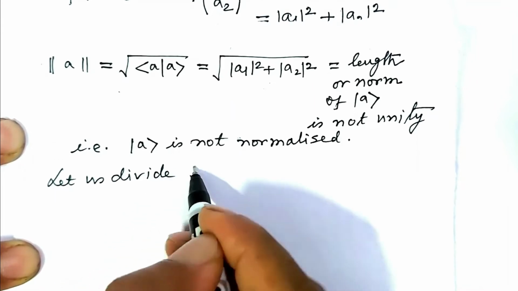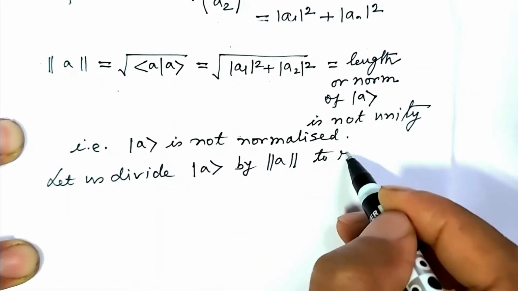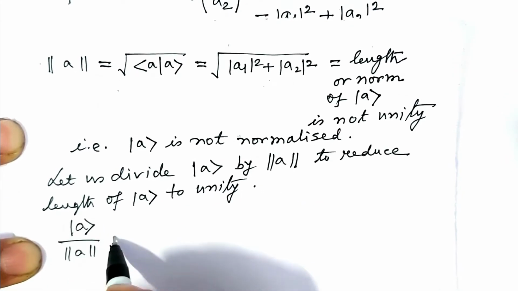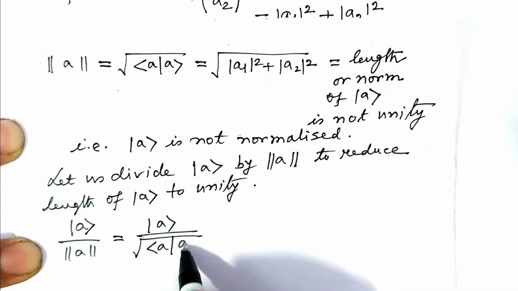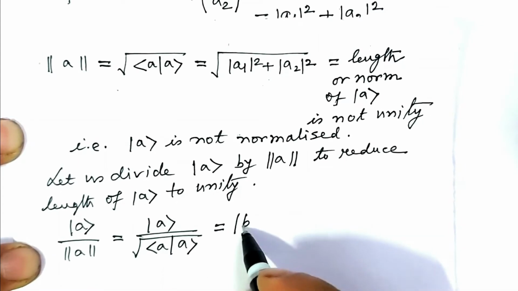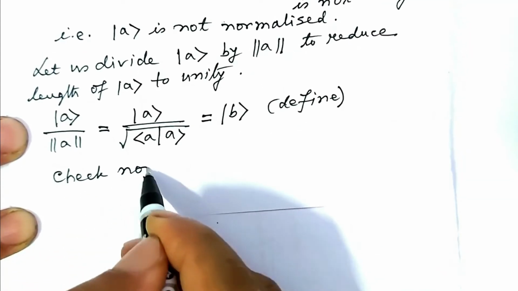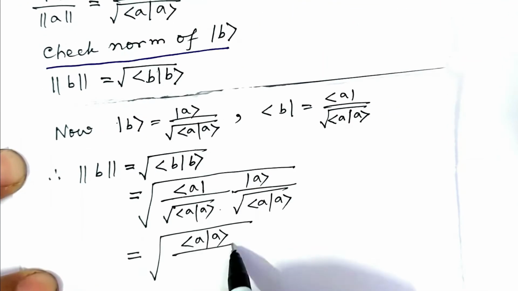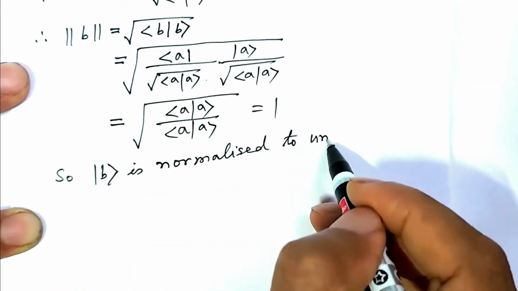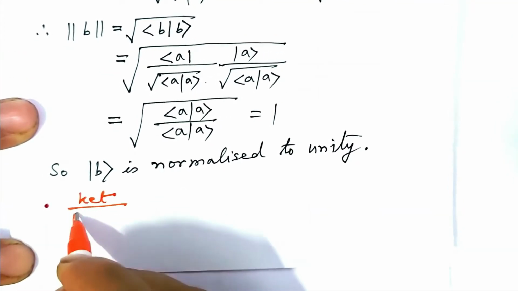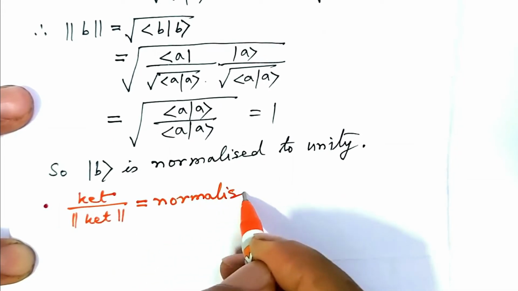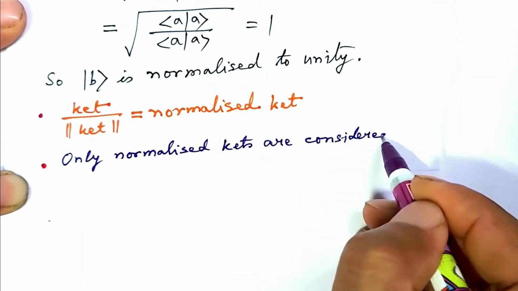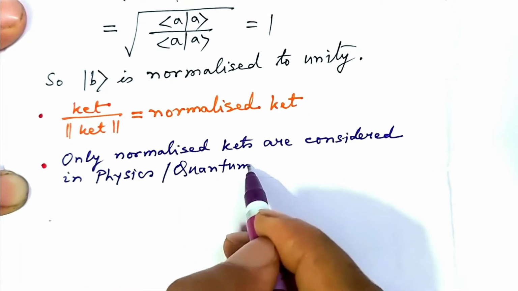Let us divide ket A by norm of ket A to reduce length of ket A to unity. This gives ket A divided by under root bra A ket A. Let us define this as ket B. Check the norm of ket B. It is indeed 1. So ket B is normalized to unity. So ket divided by the norm of ket is a normalized ket. Only normalized kets are considered in physics and quantum mechanics in particular.